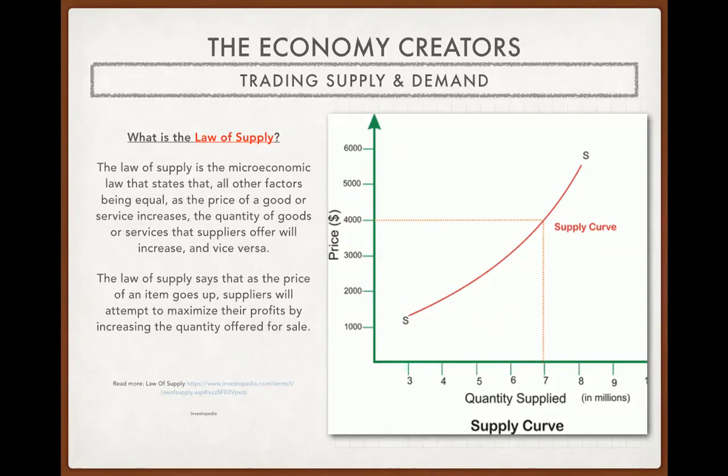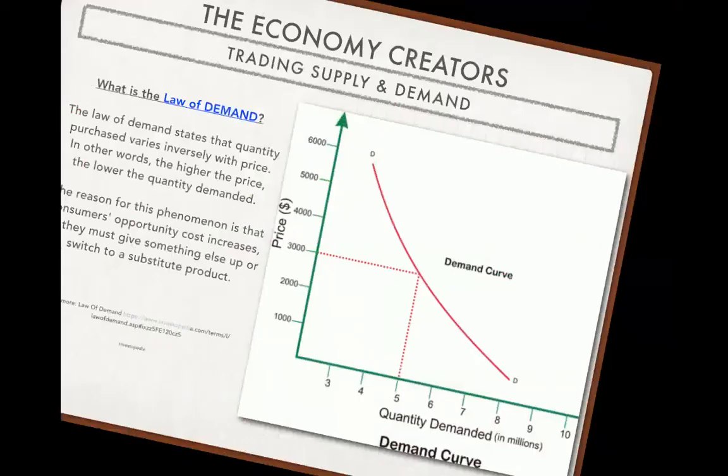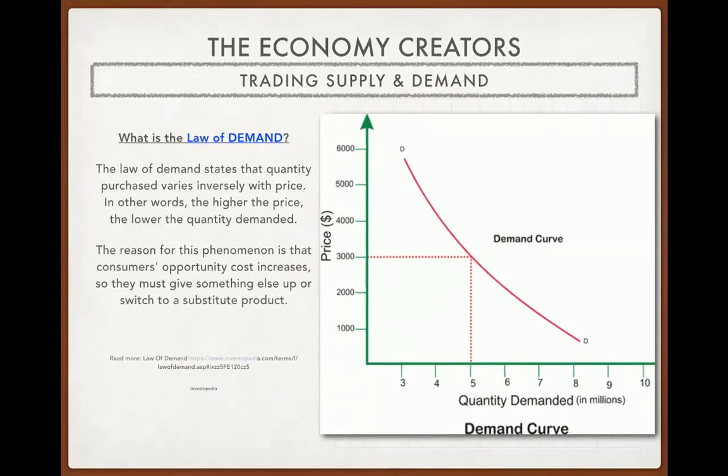Here in this chart, you have the supply curve, okay? Now, what is the law of demand? The law of demand states that quantity purchased varies inversely with price. In other words, what that means is the higher the price, the lower the quantity demanded. The reason for this phenomenon is that consumers' opportunity cost increases. So they must give something else up or switch to a substitute product. And here on this slide, you have a chart of the demand curve.